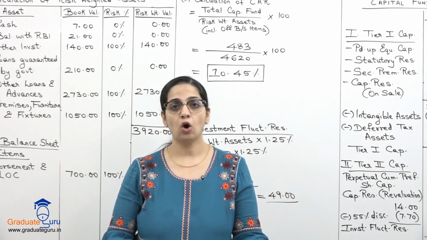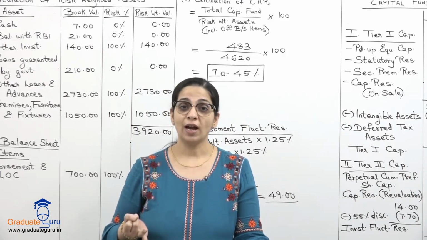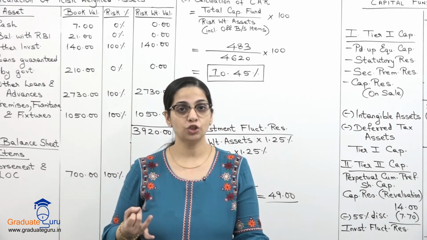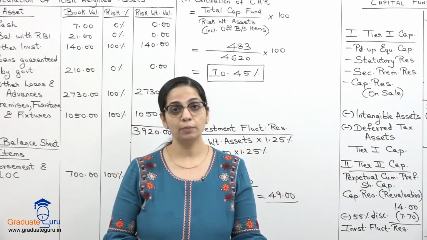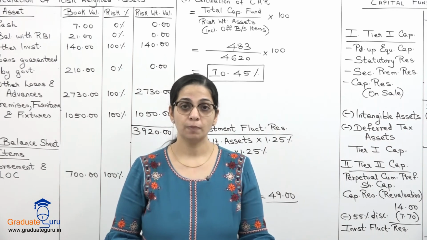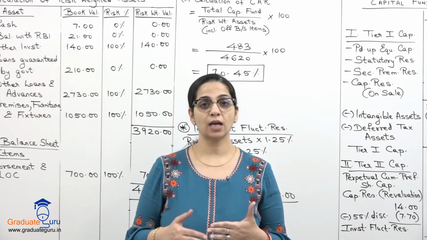So you have to make all these three formats, that is your risk-weighted assets format, and find out your capital adequacy ratio by finding out the total capital. So I hope you are able to do this sum by yourself. And with this, I wind up this topic now. This topic has come to an end.